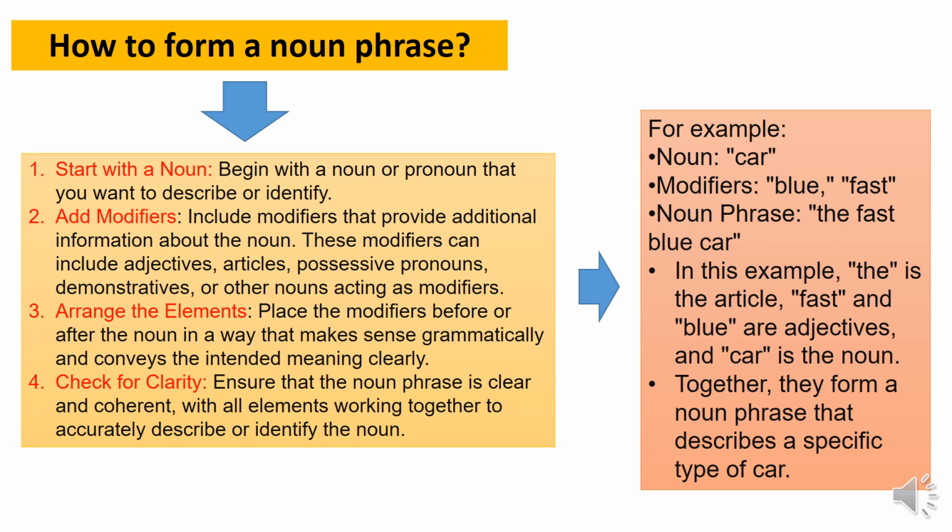The is the article, fast and blue are adjectives, and car is the noun. So you have to arrange it into the right or appropriate order in a noun phrase. Together, they form a noun phrase that describes a specific type of car.